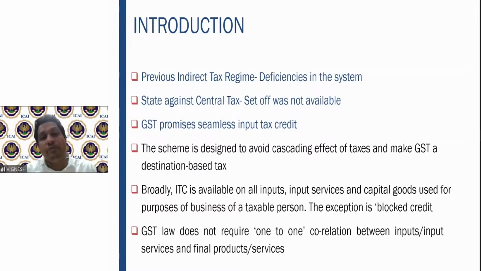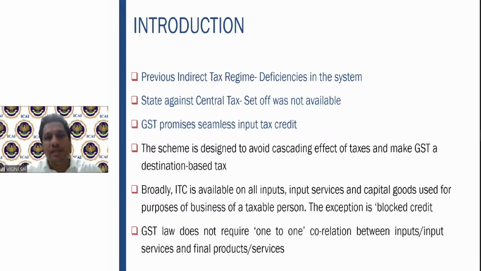As I explained to you initially, input of service tax could not be adjusted against the value added tax. Similarly, input of value added tax could not be adjusted against the service tax. So there were a lot of deficiencies in the system. Also, the state taxes were not available to be adjusted and set off against the central taxes and vice versa. And GST promises seamless flow of credit.